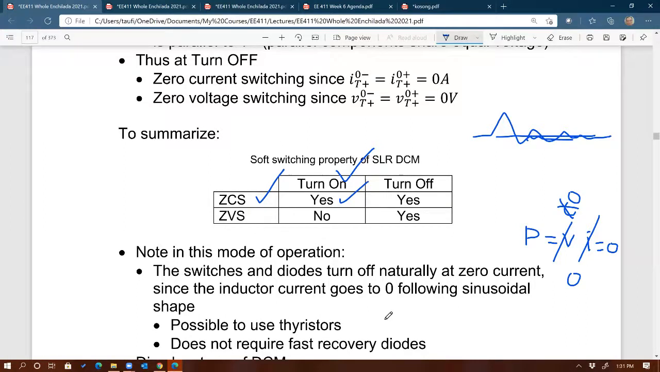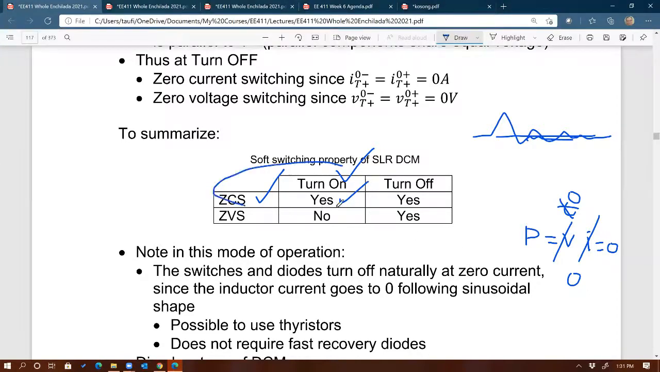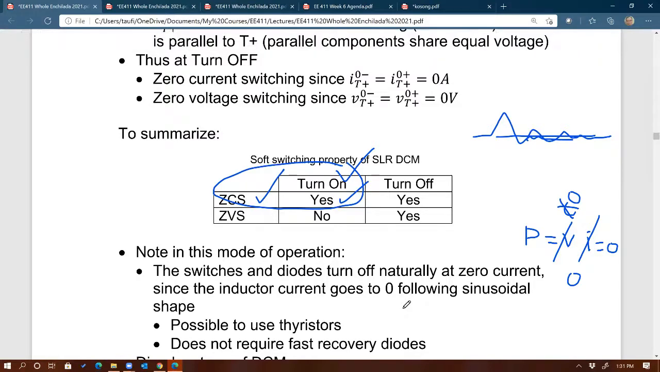Yeah, that will be it for today. Let's see if you understand this example first. If you don't understand it, you can ask on Thursday, but that's basically how you determine ZCS and ZVS. That's just the first example. We'll go over the other three on Thursday. All right.